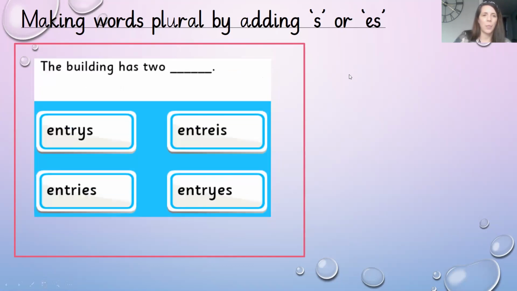Okay, and the next one. The building has 2 entries. Entries. Which way is the correct way to spell entries? Pause the video and write it down. Okay, the correct way then to spell entries is this way. Entry ends in a Y and it's got a T before it, which is a consonant. So we change the Y to an I, and then we add ES. Entries.